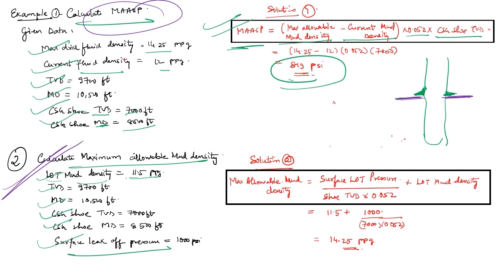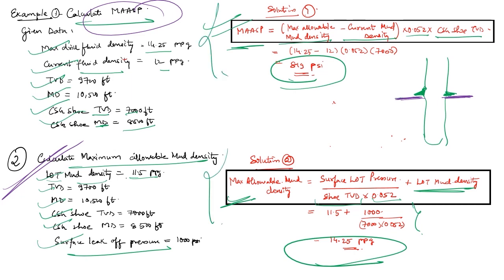Now to find out the maximum allowable mud density, this is the formula where my maximum allowable mud density will be equal to the surface LOT pressure divided by my casing shoe TVD into 0.052 plus my LOT mud density. Now on placing the values, I will get my answer as 14.25 pound per gallon. Again a very simple numerical. All we have to do is to remember this formula. Okay, let's move further.